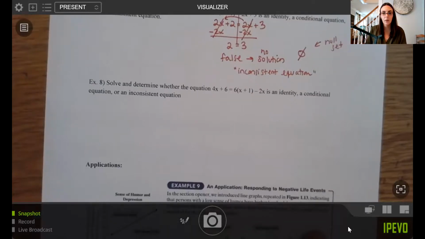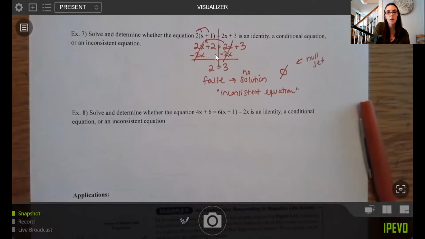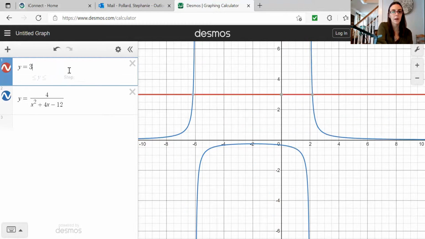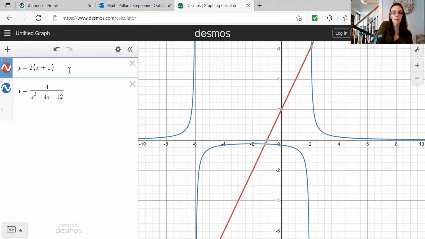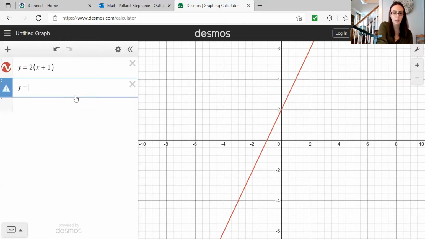I don't want to flip around too much, but let me show you what the graph looks like there. I'm going to graph the left side and the right side as two separate equations. All right, so for my first one, the left side was 2 parentheses x plus 1. And then on the right side, it was 2x plus 3.